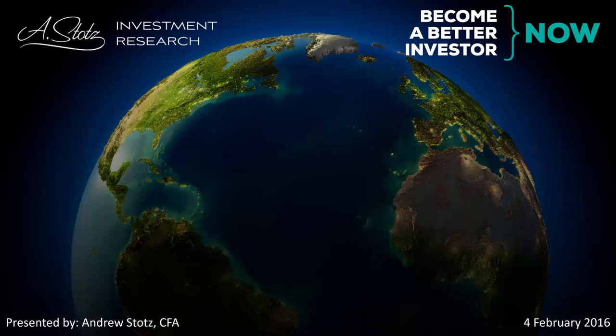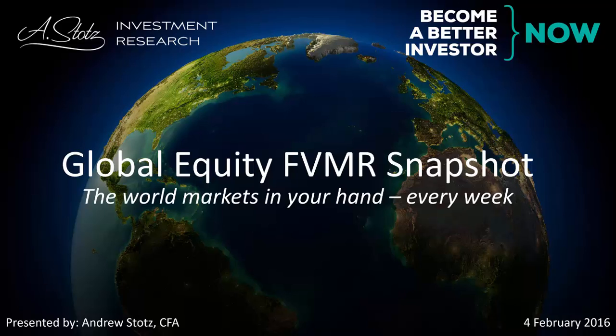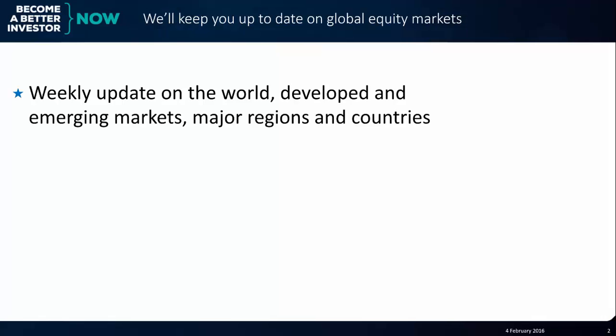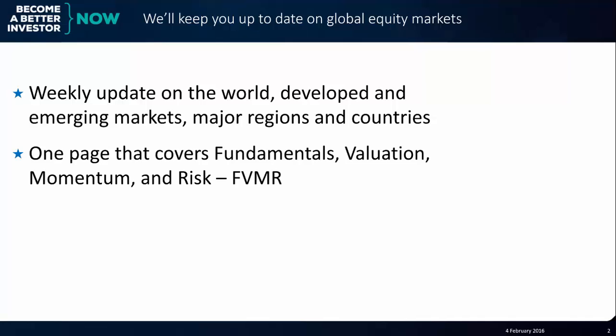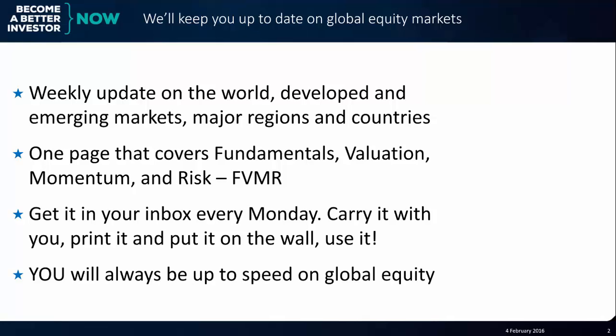I'm going to show you how to use our Global Equity FVMR Snapshot, what I like to call the world markets in your hand every week. This product is a weekly update on the world markets, including developed and emerging markets, as well as major regions and countries. It's a one-page document that covers the way we invest, which is fundamentals, valuation, momentum, and risk, or what we call FVMR. Get it in your inbox every Monday. Carry it, print it, put it on the wall, use it, take it to a meeting. You'll always be up to speed on the global equity markets.